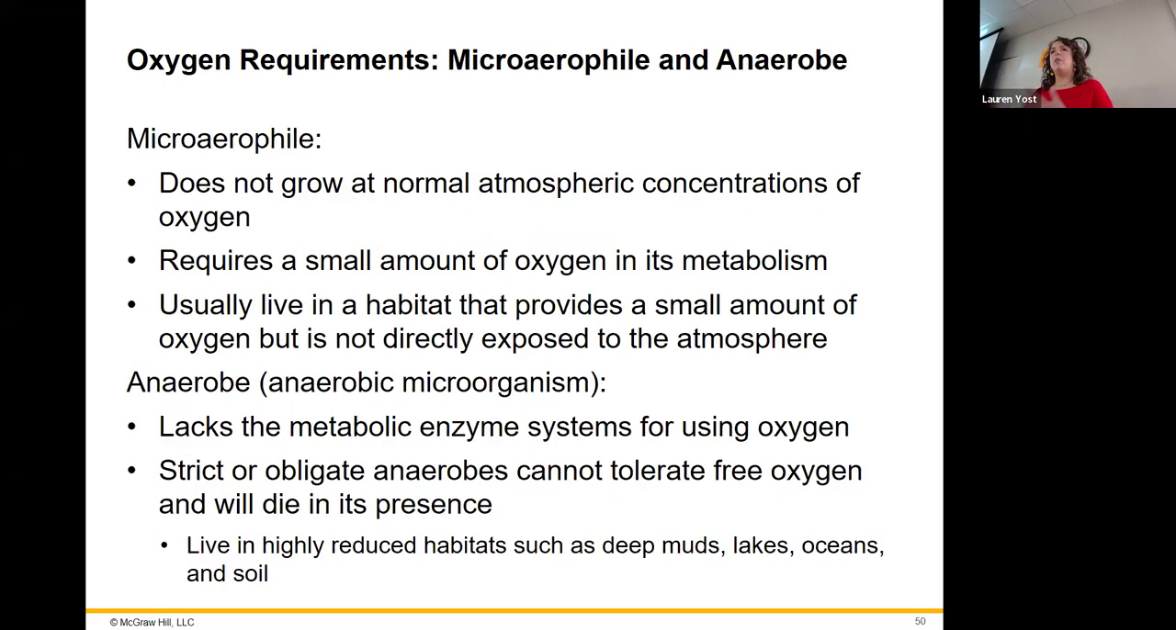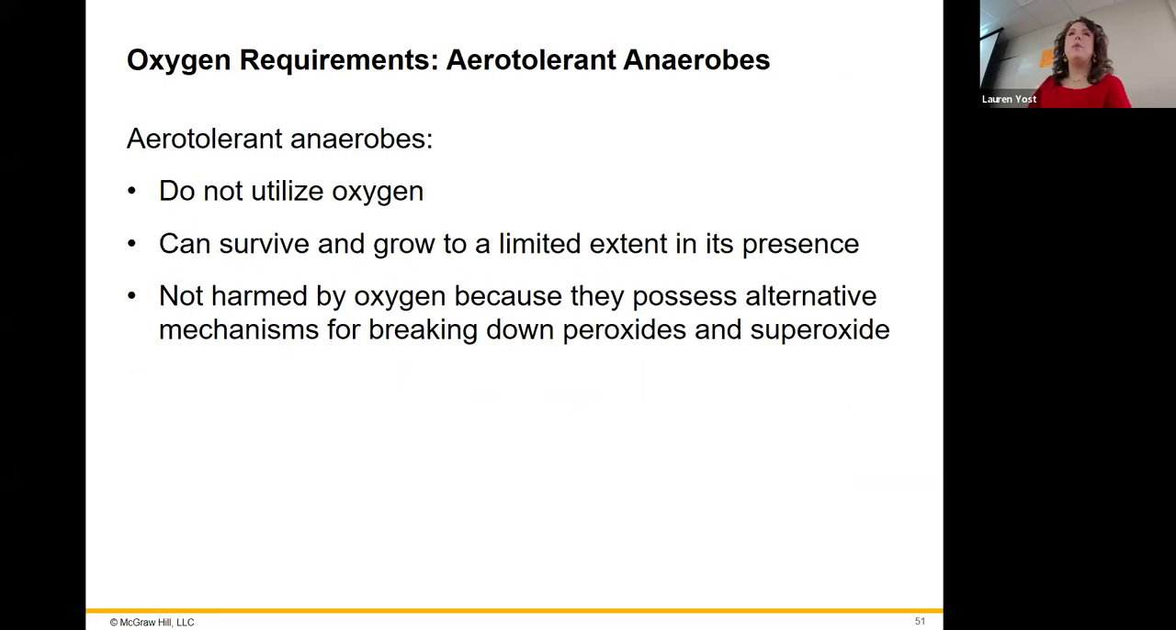Microaerophiles. They don't need a lot of oxygen, so they can live in low oxygen environments. That's all that is. Anaerobes in general. These are the ones that do not need oxygen at all. If they are strict or obligate, they're usually not going to have the enzymes there to defend against any oxygen. They don't have any way. They cannot tolerate free oxygen, those free radicals. So they die. And we have the aerotolerant anaerobes. I like that term because it speaks for itself, right? The anaerobes that don't need oxygen to live, but they can tolerate it if it's in their environment.